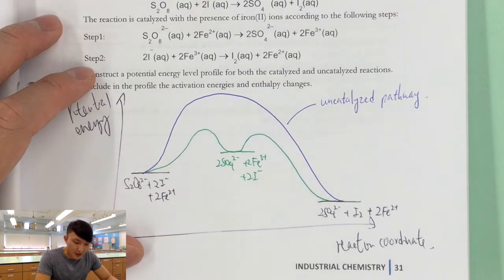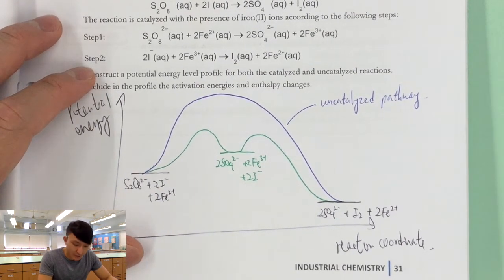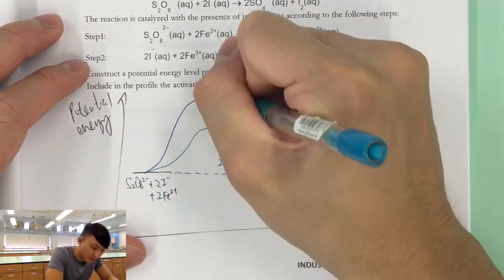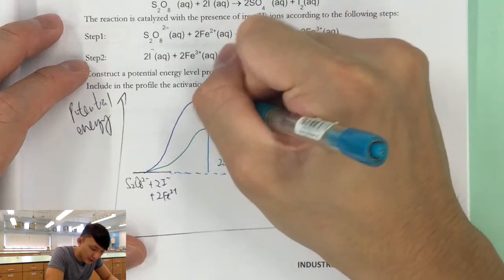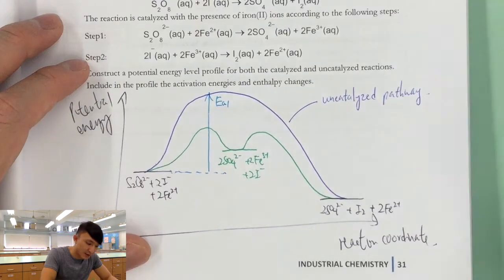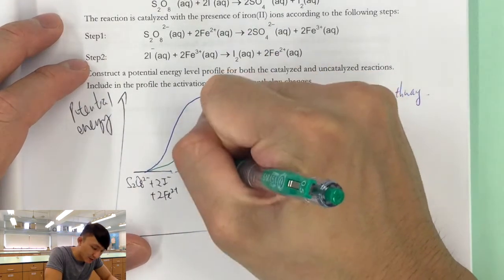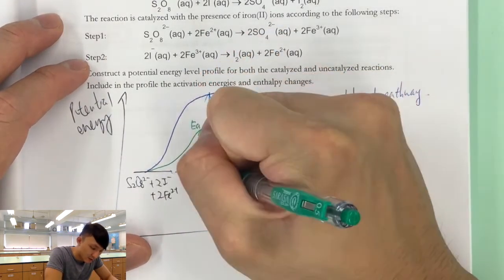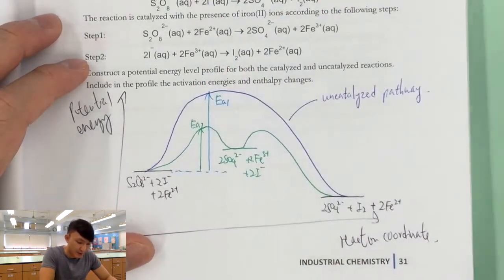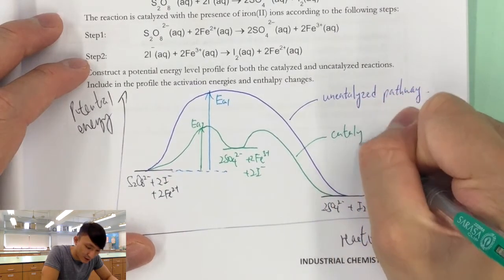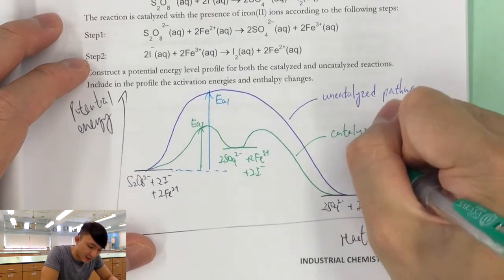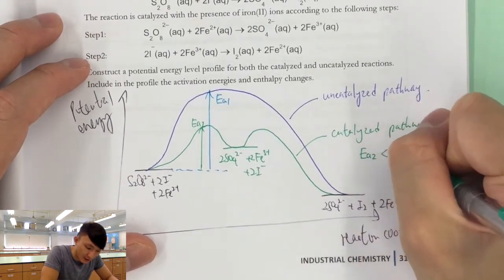Now you have to show the activation energy. For the original one, this is EA1. And with the catalyzed pathway, the activation energy is over here, this is EA2. This one is the catalyzed pathway. And you can clearly see that EA2 is smaller than EA1.